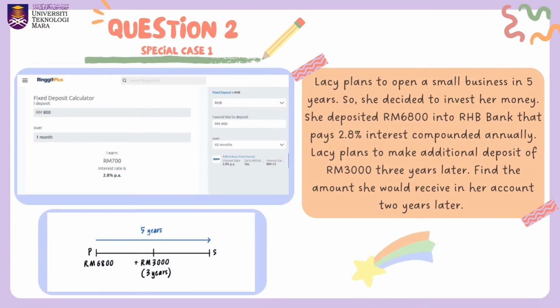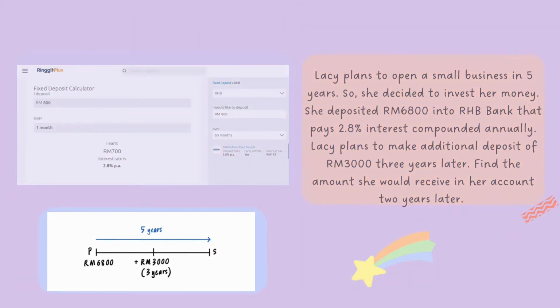Question 2. Special case 1. Lacey plans to open a small business in 5 years, so she decided to invest her money. She deposited RM6,800 into RHB Bank that pays 2.8% interest compounded annually. Lacey plans to make additional deposit of RM3,000 3 years later. Find the amount she will receive in her account 2 years later. Under the question, you can see the reference picture we used for this question.